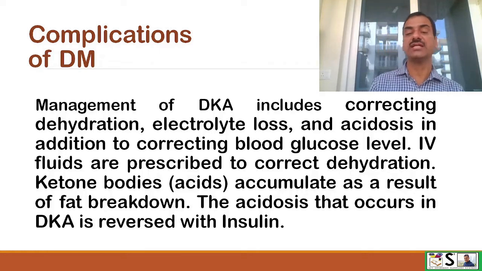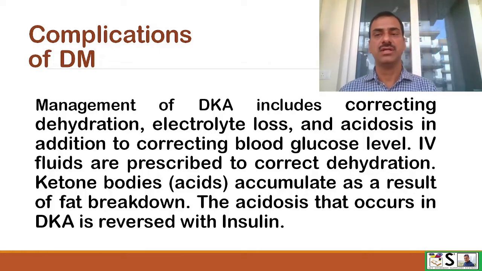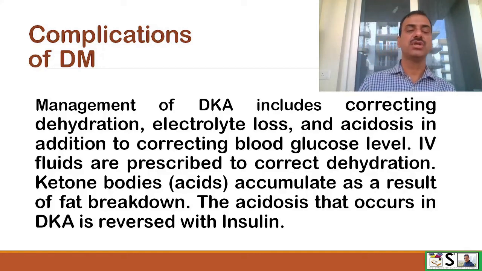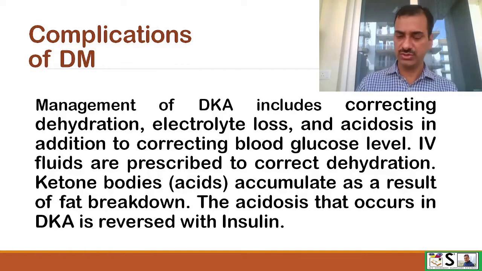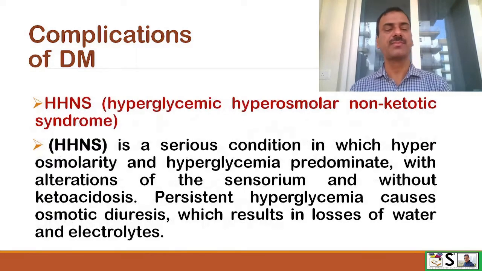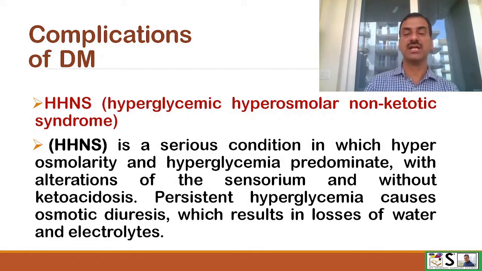In addition to correcting the blood glucose level, IV fluids are prescribed to correct dehydration. Ketone bodies accumulate as a result of fat breakdown, so the acidosis that occurs due to DKA is reversed with insulin infusion normally used. Next complication is HHNS, hyperglycemic hyperosmolar non-ketotic syndrome.